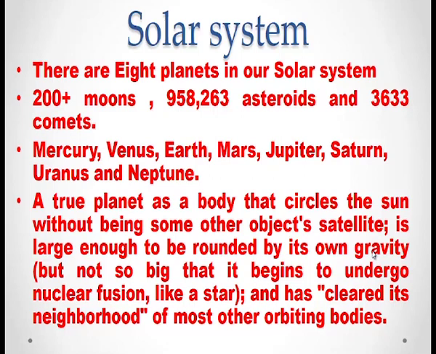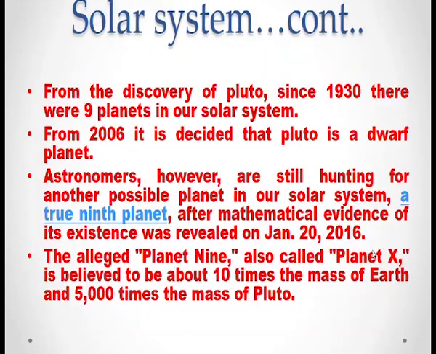The 8 planets are Mercury, Venus, Earth, Mars, Jupiter, Saturn, Uranus and Neptune. Earlier, before 2006, Pluto was also a planet in our solar system. After 2006, Pluto was removed from the list of planets. So, these are all the planets in our solar system.